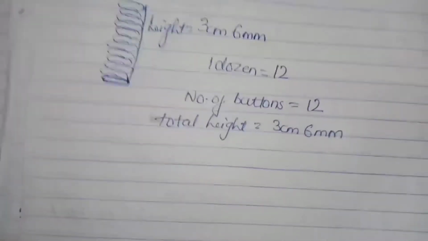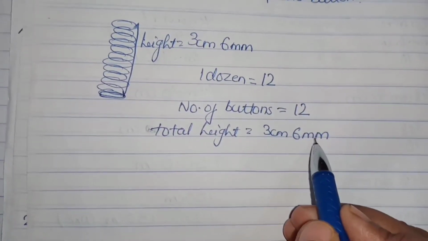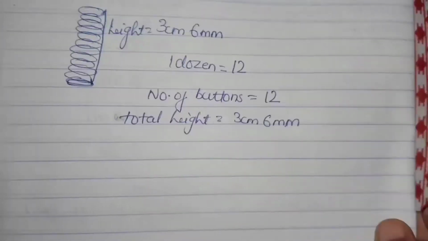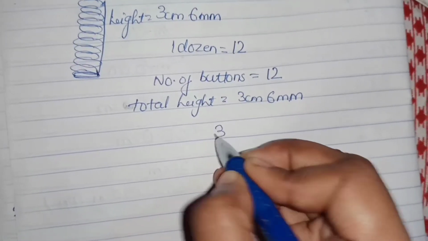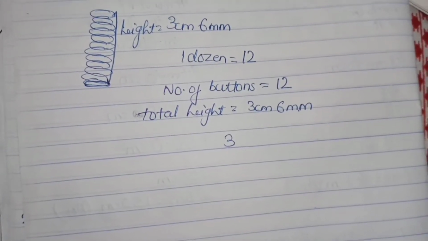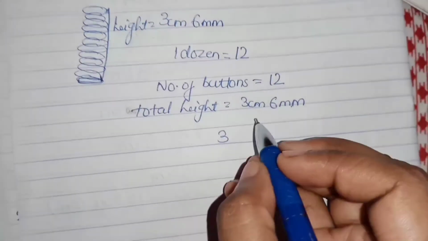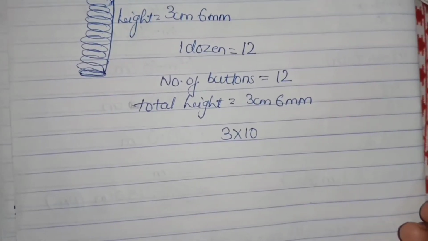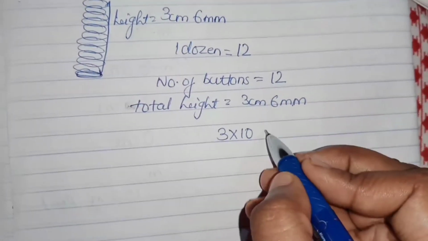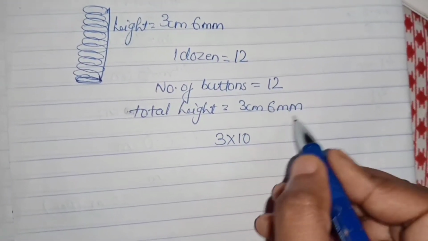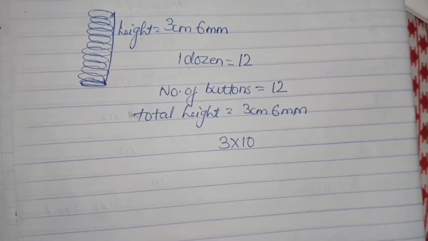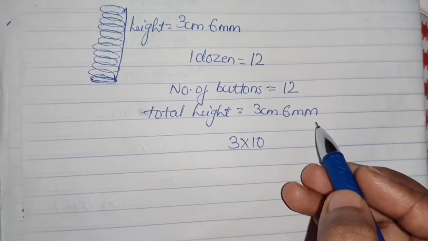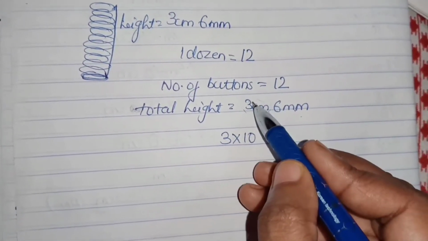Now can you see here, both the units are different. This is centimeter, this is millimeter. So we'll convert this centimeter to millimeter. We have already done the conversion. So 1 centimeter is equal to 10 millimeter. So to convert centimeter to millimeter, we have to multiply by 10. Then we have to add this also. This 6 millimeter is already in millimeter, so no need to do anything to it.